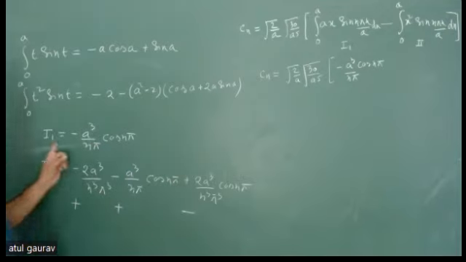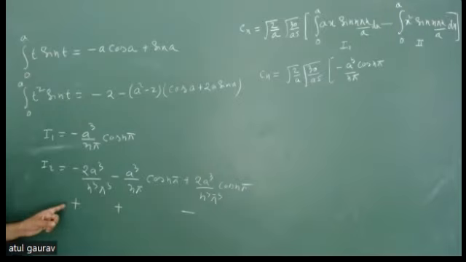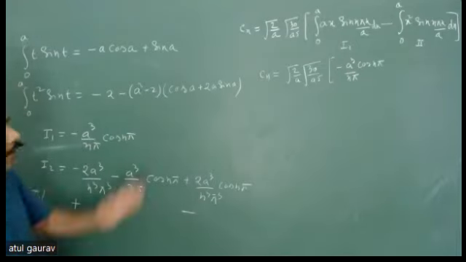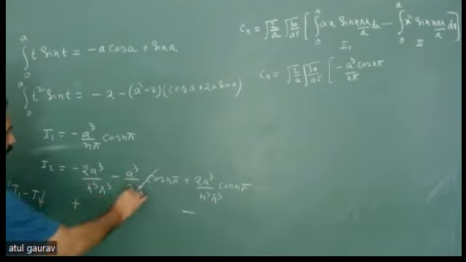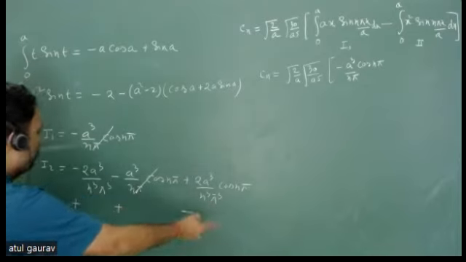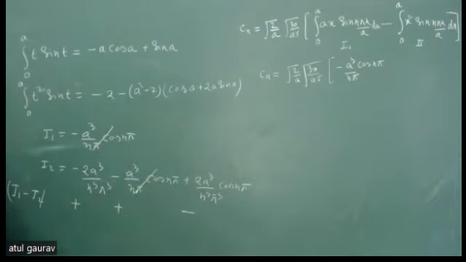If I do I1 minus I2, then this is what will happen. If I am calculating I1 minus I2, then this value will be plus, this value will be plus, and this value will be minus. So unnecessarily I am using the space there. So what will happen? This term and this term cancel out, isn't it? Yes. And 2a cube upon n cube pi cube we can take common. Yes, sir.